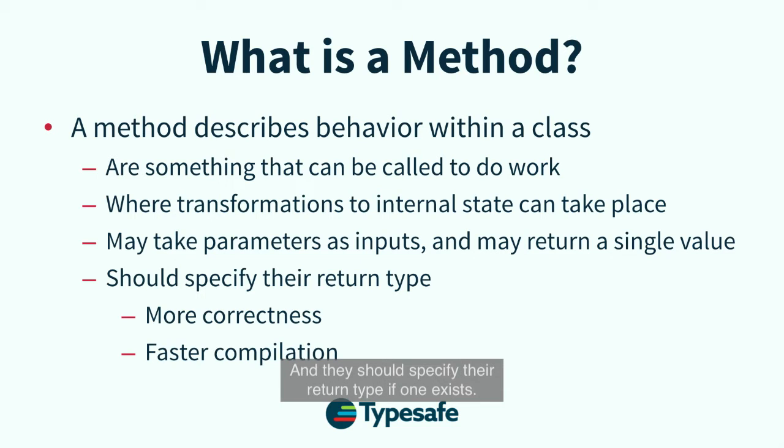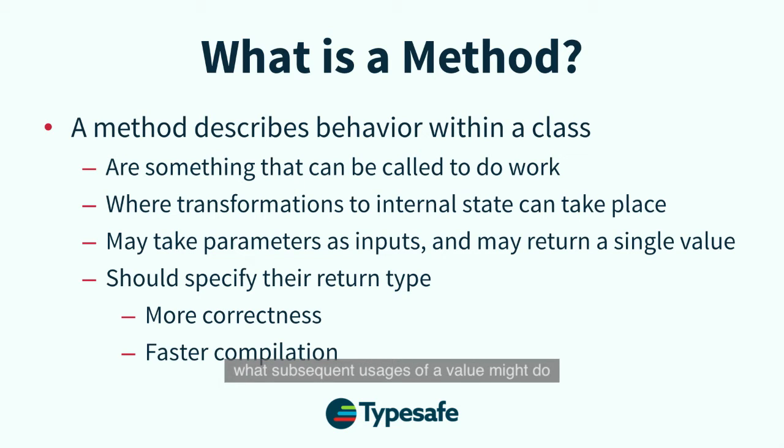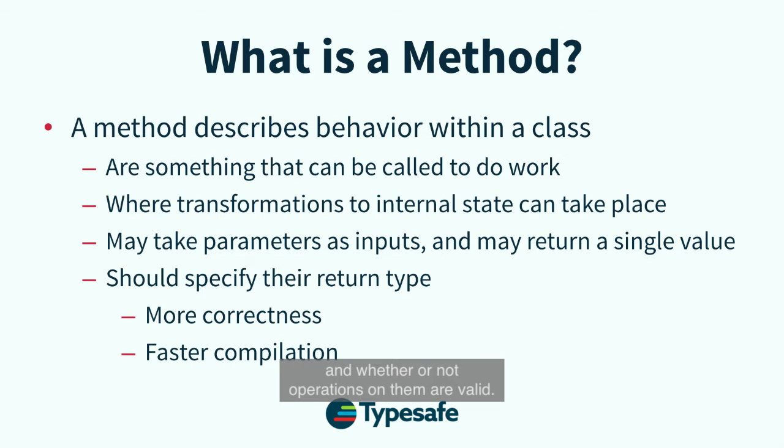And they should specify their return type if one exists. This gives us more correctness at compile time and also allows for faster compilation, as the compiler doesn't have to figure out what subsequent usages of a value might do and whether or not operations on them are valid. If you specify types, the compiler can make those judgments quicker.